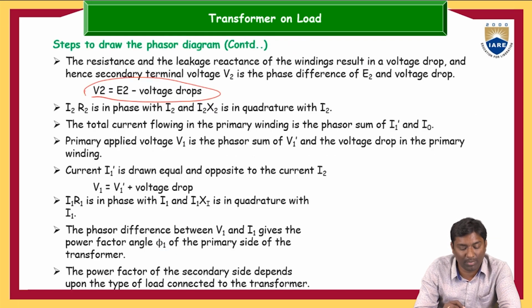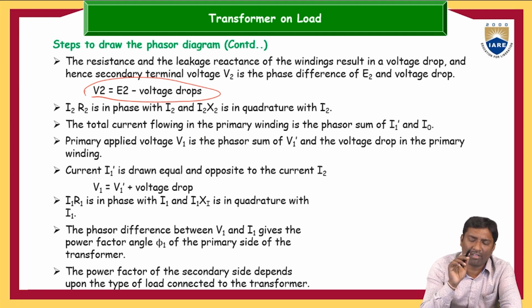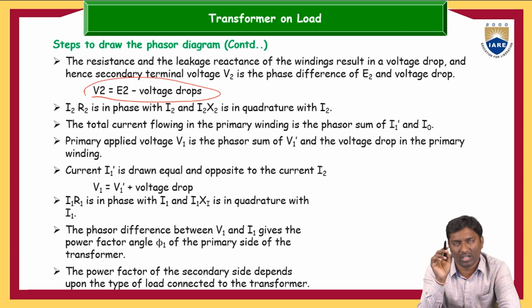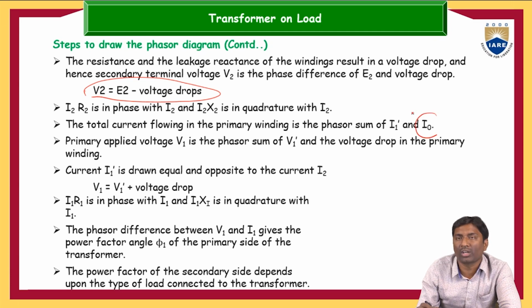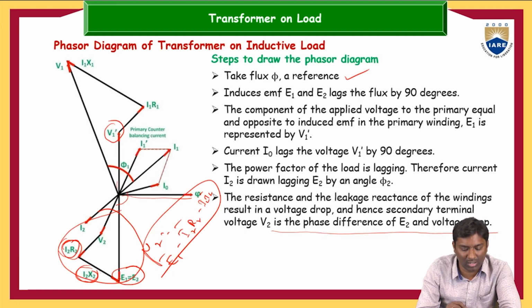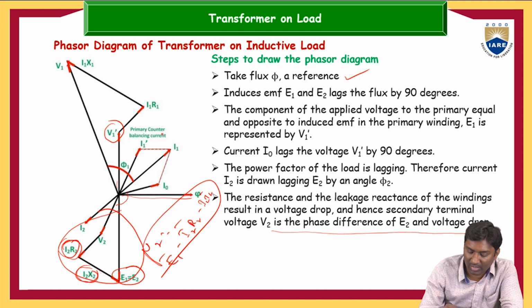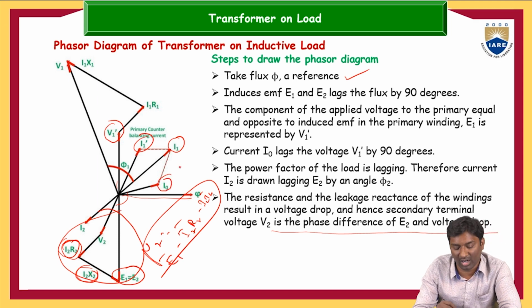Next step is the total current flowing in the primary winding is the phasor sum of I1 dash and I0. I0 is the no load current, and I1 dash is the additional current of the transformer. Then you can observe the phasor diagram. Here the total primary current I1 is equal to the vector sum of I1 dash and I0. That only we drew here.